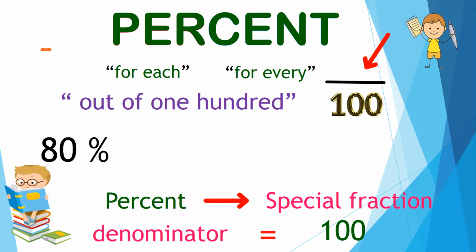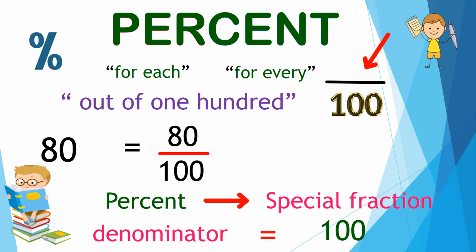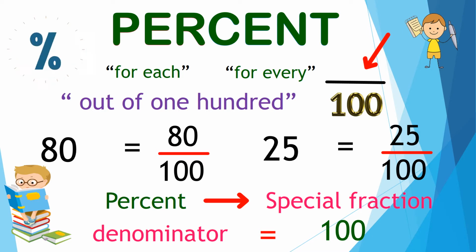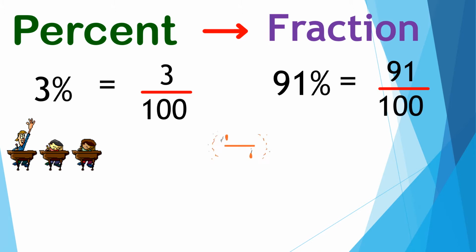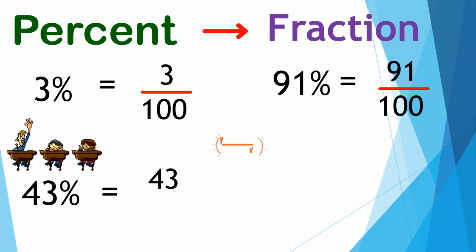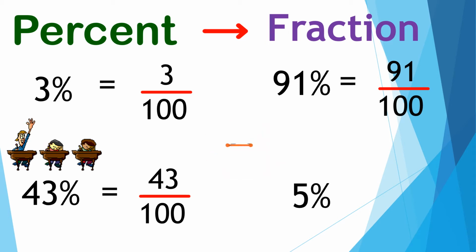Say, for example, 80%. To express it in fractions, simply remove the percentage sign, copy the same number, and write 100 as the denominator. Let's take 25%. Take out the percentage sign, copy 25, and write it over 100. There you have it, as simple as that. So, 3% in fraction is 3 over 100, 91% is 91 over 100, 43% is 43 over 100, and 5% is 5 over 100.